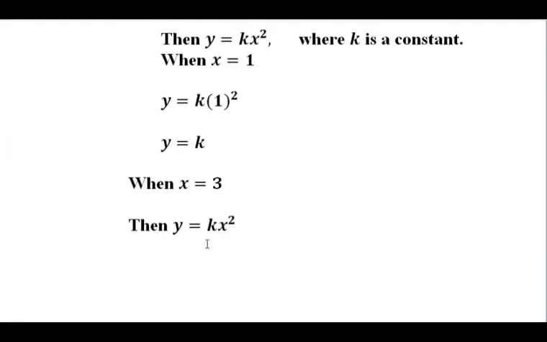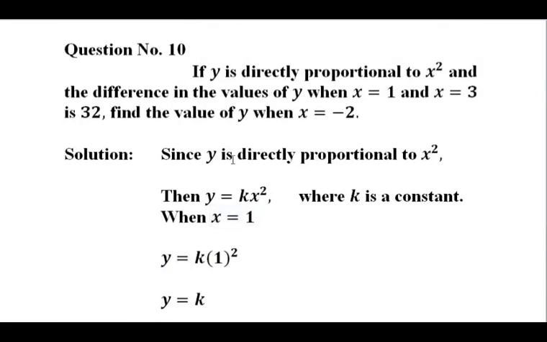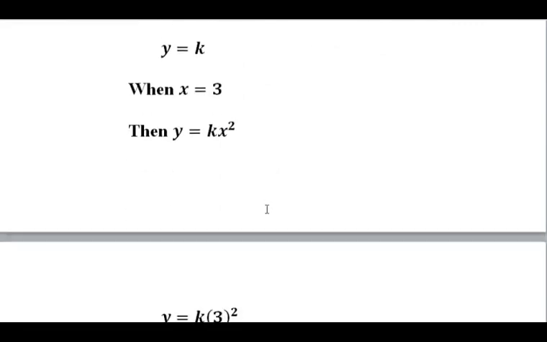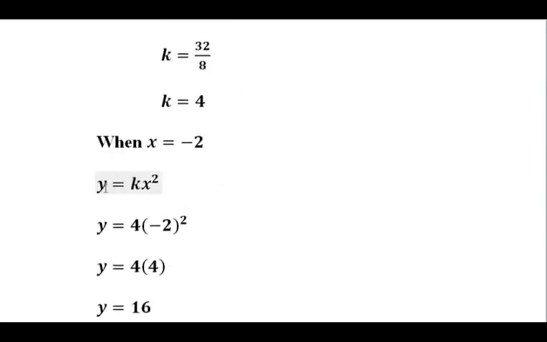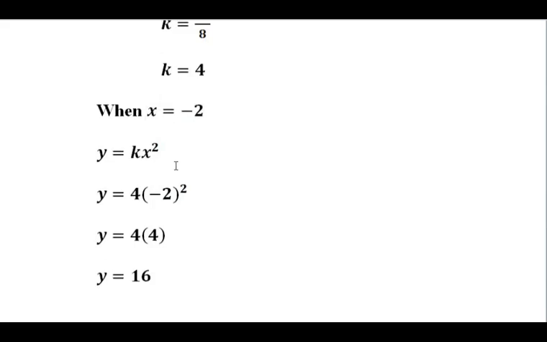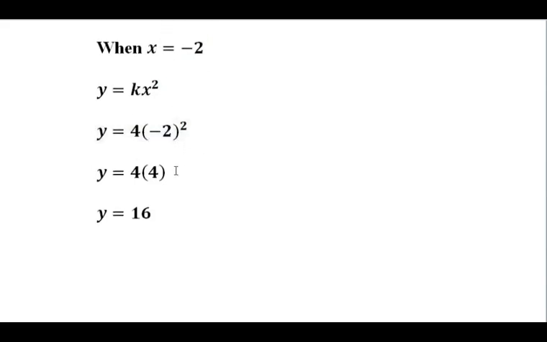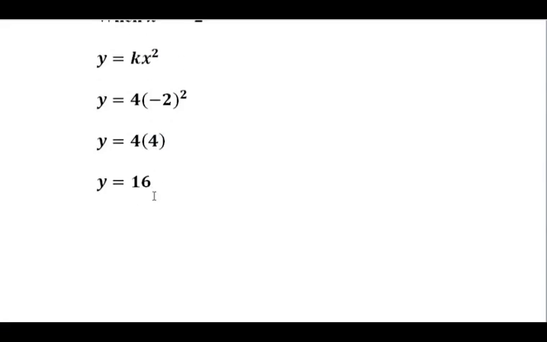After finding the value of constant k, now let's find the value of y when x equals negative 2. When x equals negative 2, equation y equals kx square becomes y equals k, which is the value we have found, times x square, which becomes negative 2 square. Now negative 2 square becomes 4, and 4 times 4 equals 16.